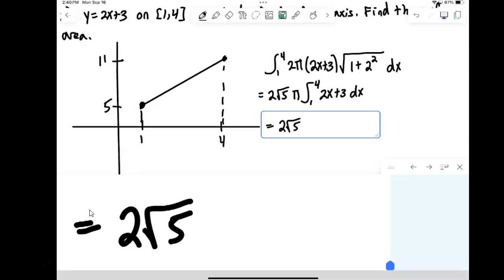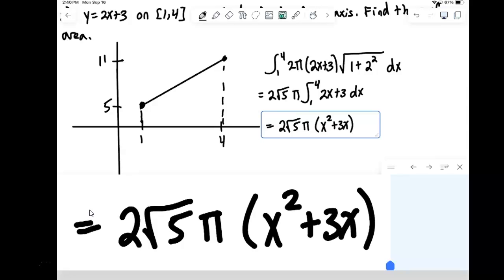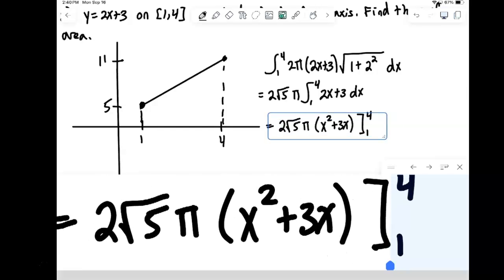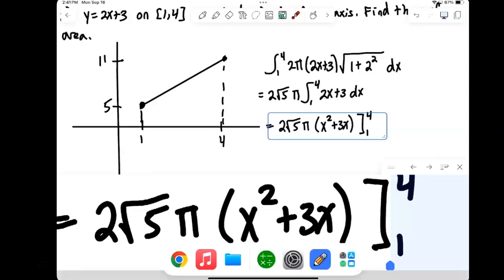And so we just do our integration. 2 square root of 5 pi times integral of 2x would be x squared. Integral of 3 would be 3x. And that's evaluated between 1 and 4. And so I'm going to kind of leave the square root of 5 and pi out of the mix for a moment and just deal with the rest of the stuff here. So evaluating this stuff here at 4 and 1, then taking their difference and then multiplying that by 2.